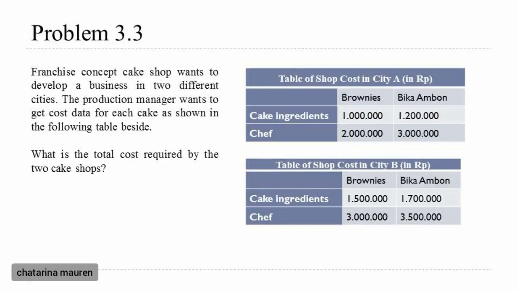In your student's book, you will find problem 3.3. You can see it in this PPT. Please discuss it with your friend next to you. How do you find the mathematical model and how do you solve it so that you can get the total cost in the two cities? I will give you at least 3 minutes. Have you finished? Yeah, time is up. So please, one of you come forward and present the result of your discussion with your friend.